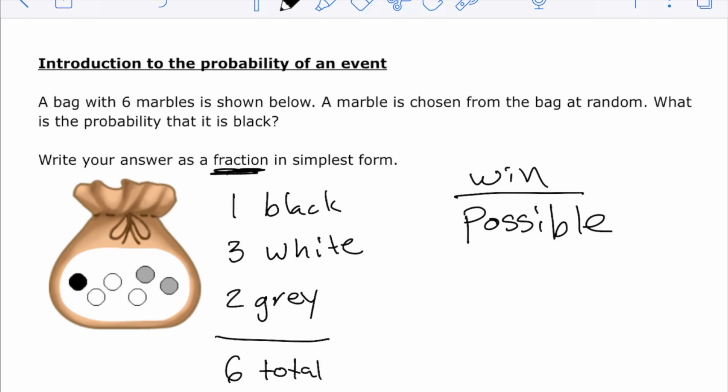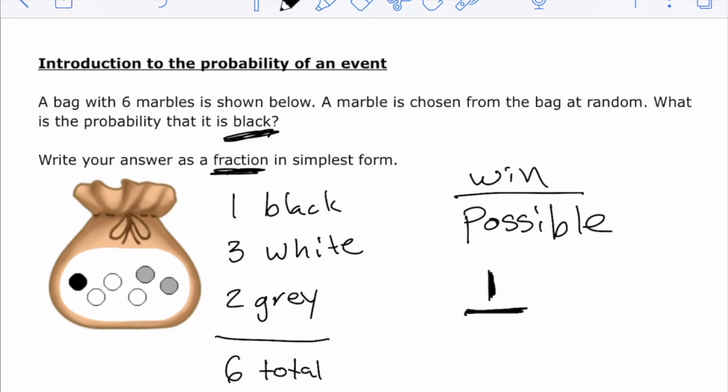When I think about a win, I want a specific color of marble pulled out of the bag. And the question tells us what that color should be. It says that it needs to be a black marble. Well, when I'm thinking about my final answer, then I can get my final answer set up. How many of the marbles in the bag are winning marbles, or how many of them are black marbles? Well, there's only 1 in the bag that's a black marble, so it's got to be a 1.